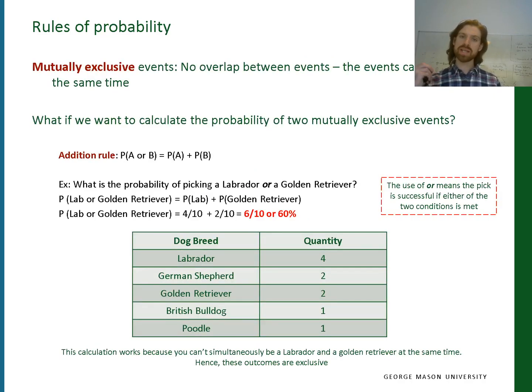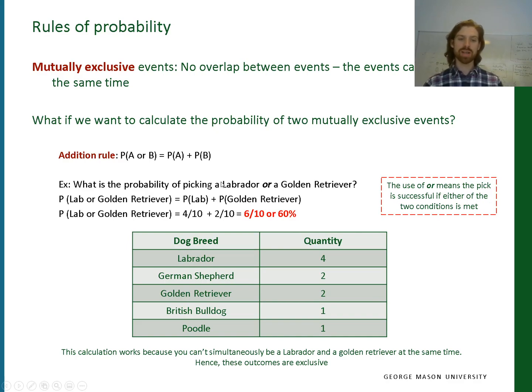Let's cover mutually exclusive events. So this is where there's absolutely no overlap between the different events. So the events can't appear at the same time. So what happens if we want to calculate the probability for these events? Well, essentially for A or B, we need to add together these two probabilities. So when we use OR, this basically means that the pick is successful if we meet either of the two conditions, essentially.